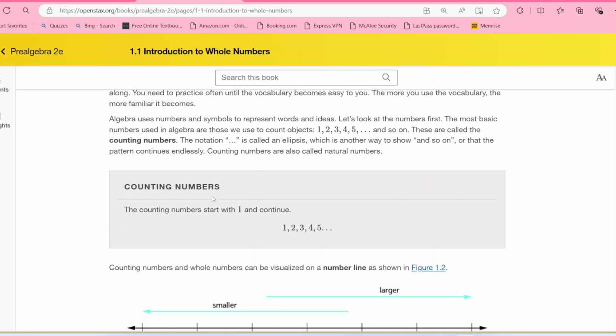So the counting numbers definition. The counting numbers start with 1 and continue 1, 2, 3, 4, 5, and so on, right? So 6, 7, 8, 9, 10. To get from one to the next, you just keep adding 1 or putting on 1 more.